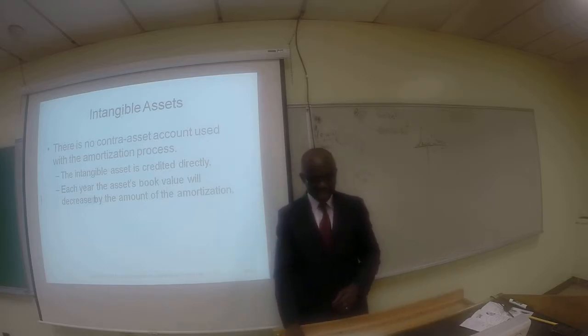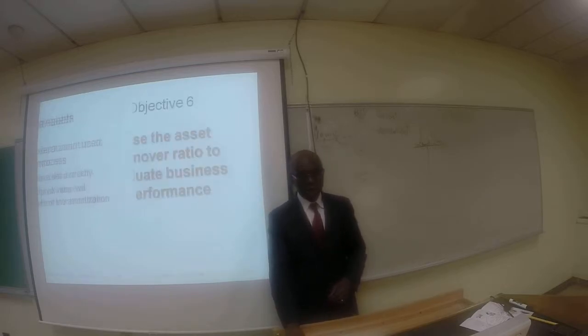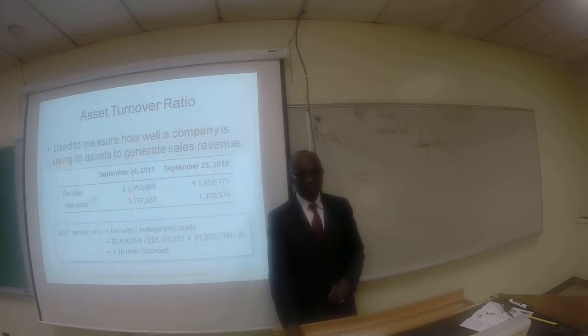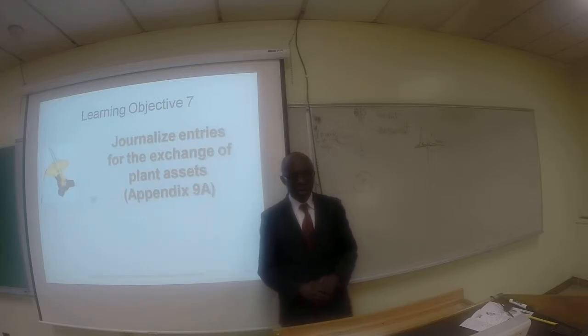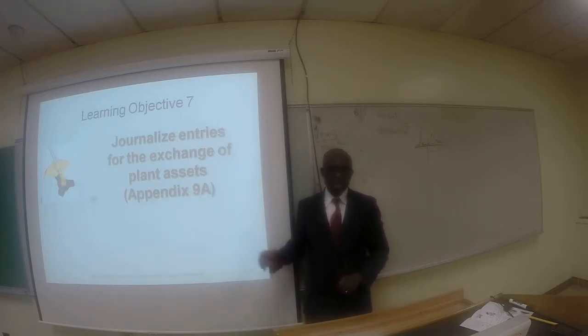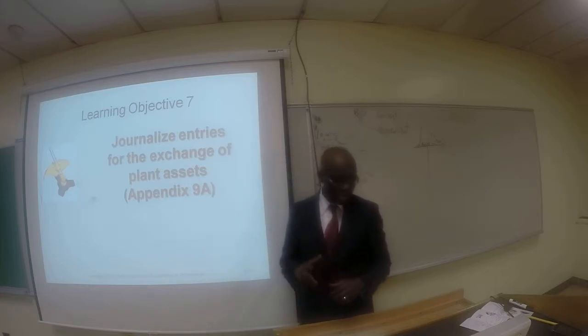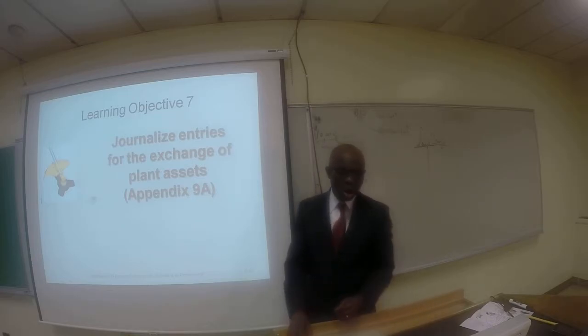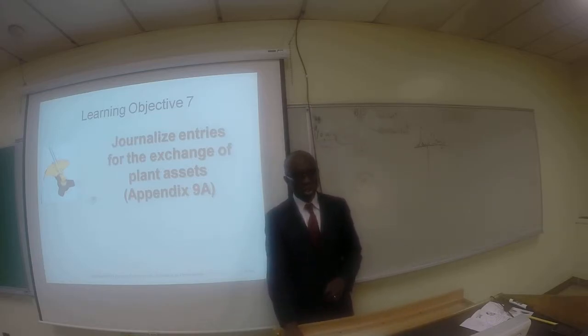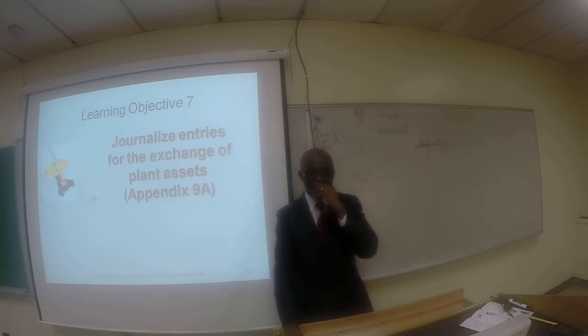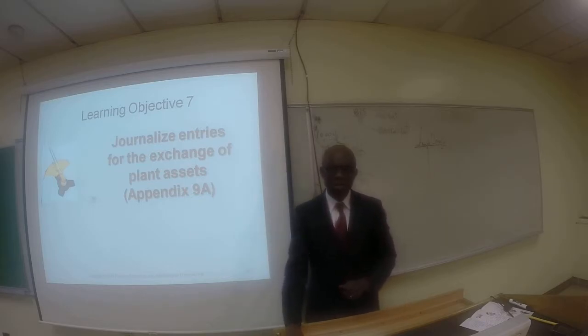So that is basically it for part 4 of chapter 9. Appendix 9A talks about the journal entries for the exchange of plant assets. That subject matter is being deferred to upper level accounting courses. So that is the conclusion of chapter 9, plant assets, natural resources, and intangibles.